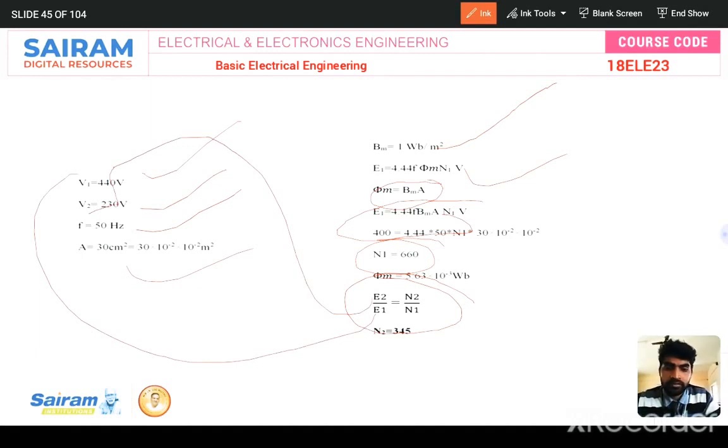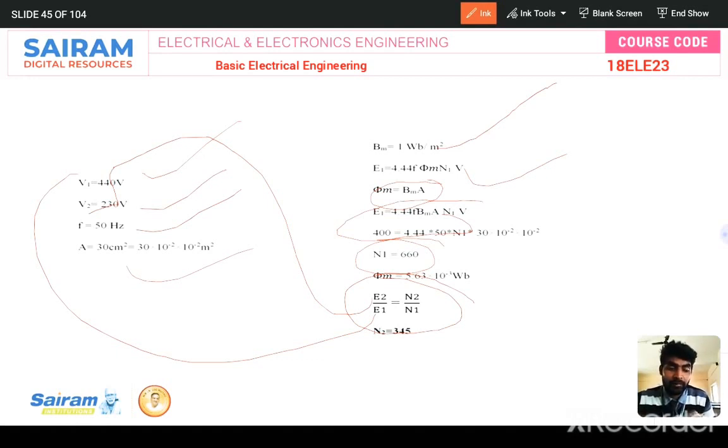It's a step down transformer. By seeing the value of N2, we can say this one is a step down transformer, because here the voltage is also a lesser value, 230, and V1 is more.